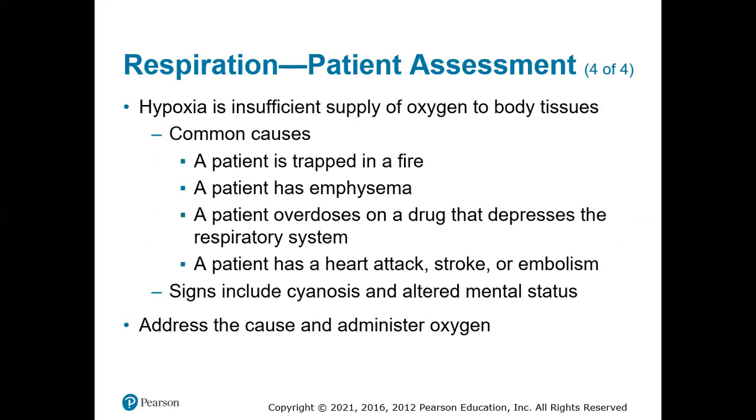So we already talked about hypoxia, hypo meaning low oxygen, and supply, insufficient supply. So, you know, if they're in a fire, of course, if they have COPD, emphysema, chronic bronchitis, any of those diseases, an overdose on a drug that depresses respiratory. So your opiate overdoses, it's going to affect their respiratory drive. Heart attack, any cardiac compromise, stroke, embolism means a clot. Signs include, big ones are cyanosis, altered mental status. So address that cause, get your oxygenation started.